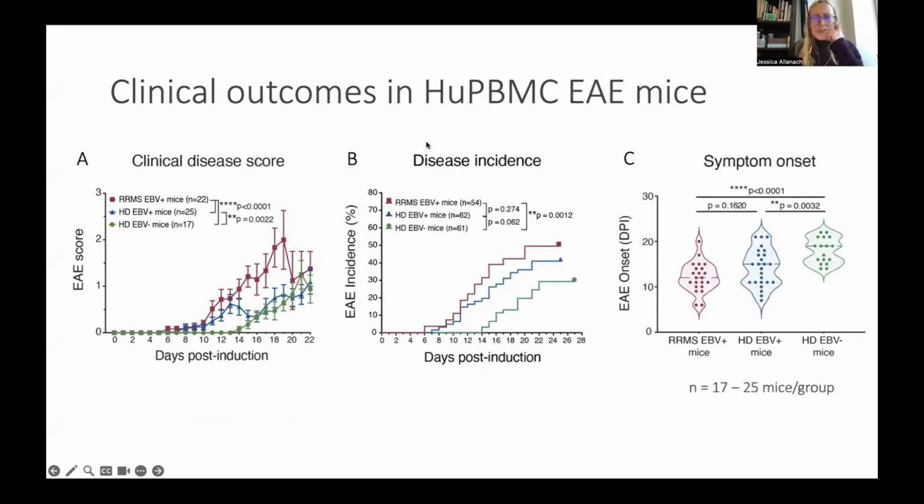We can see this trend of increasing disease severity also by disease incidence. So we have 30%-ish overall disease incidence that is delayed in our EBV negative mice. It onsets pretty similarly with our EBV positive groups regardless of MS, but then our MS groups sort of outpace the EBV positive healthy group. And we also see this again, if we quantify just by symptom onset day, our EBV negative mice have a significantly delayed onset of EAE symptoms compared to the EBV positive groups.